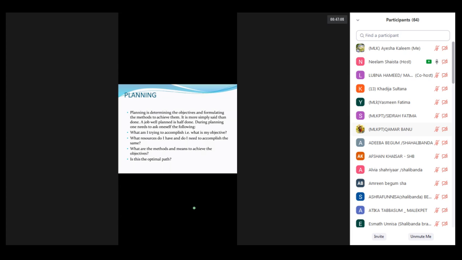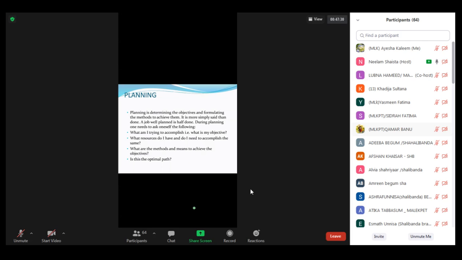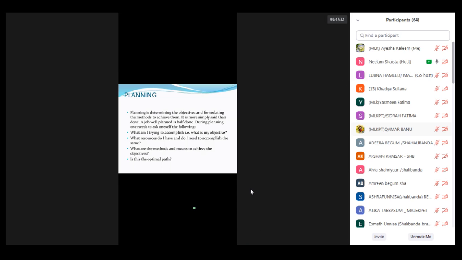What are the methods and means to achieve the objectives? What methods are you implementing, and the means give the meaning for implementing the messages. And is this the optimal path, the clean path, the one path that you have decided on or not? These are the questions you will be working on, and you will plan according to that.